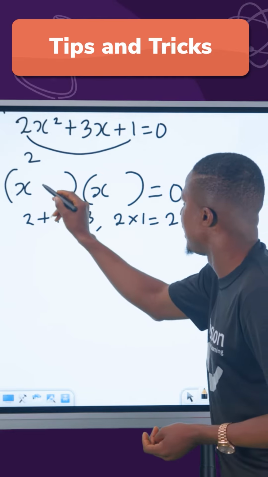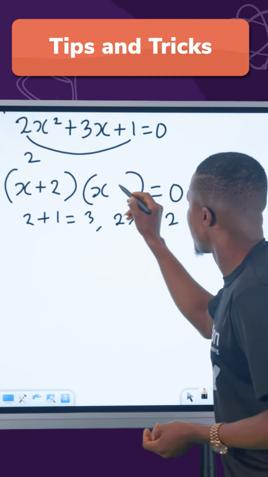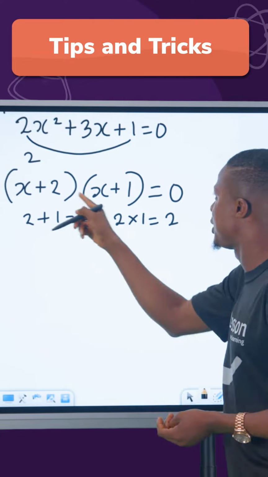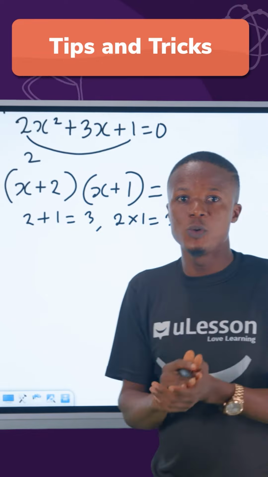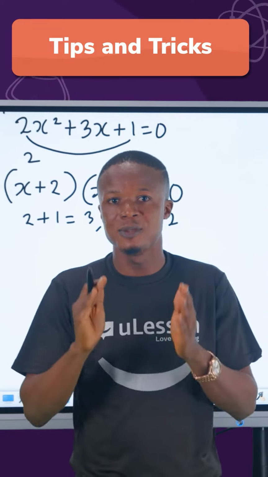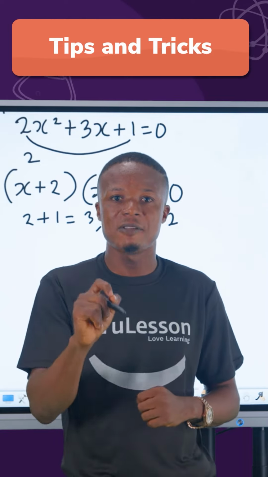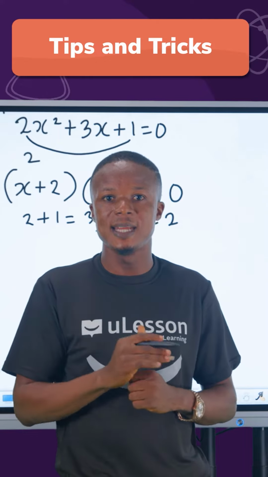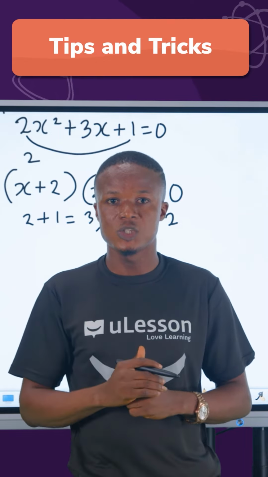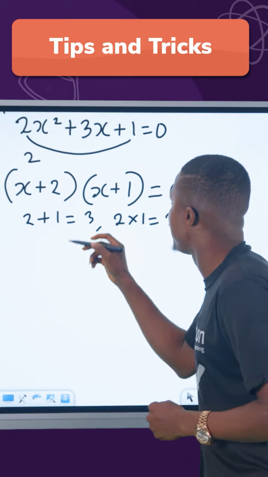So you have to put plus 2 and plus 1, because these are the numbers that when you multiply, you get 2, and when you add them, you get 3. Then after that, the next step is to divide every bracket by the leading coefficient. The leading coefficient is 2. Hence, divide every term here by 2.